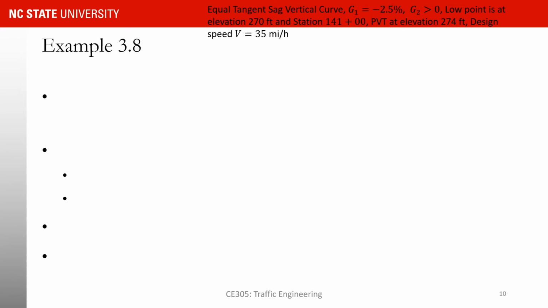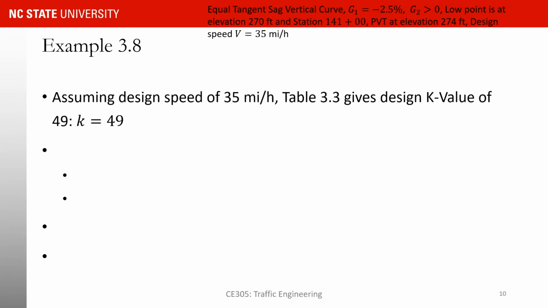So first thing that we want to do here is to find the K value, the design K value for this problem. If you remember, table 3.3 gives us K values for different design speeds. So if you go to that table, you will find out that for the design speed of 35 miles per hour, the value of K is 49. So what we did was that we selected design speed of 35, went to table 3.3, and found the value of 49 for K.